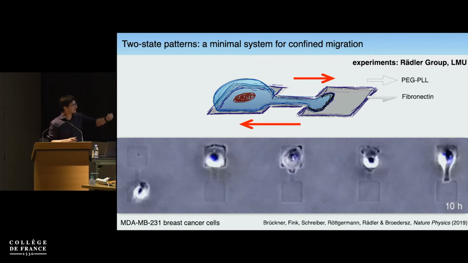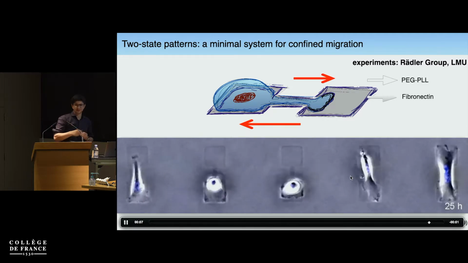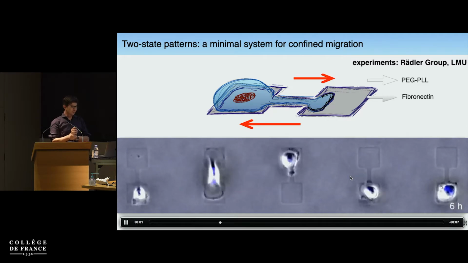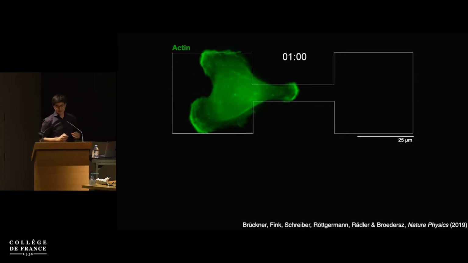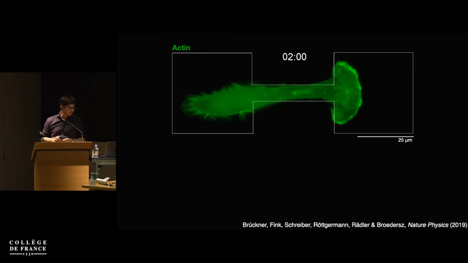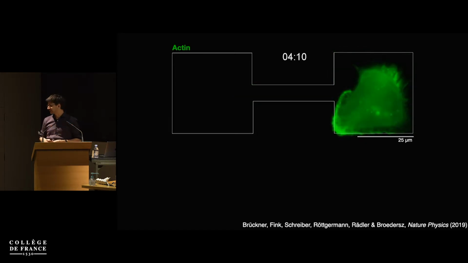So the cells repeatedly try to overcome this migratory challenge we created here, this constriction that they need to squeeze through. We can look at this in a bit more detail in this experiment here, which I think beautifully illustrates lots of different rich aspects about this problem.